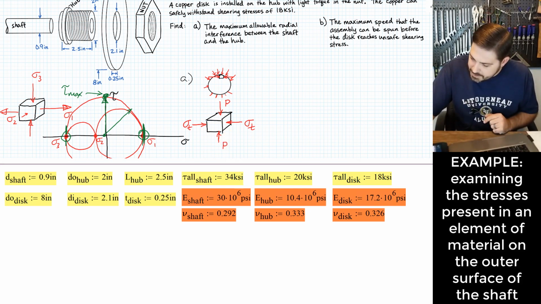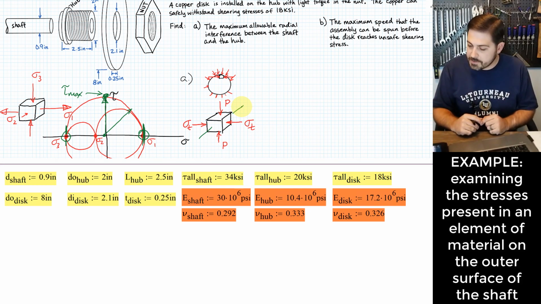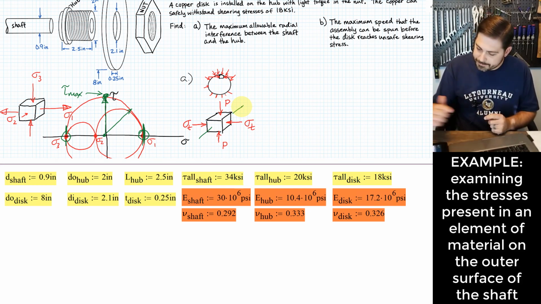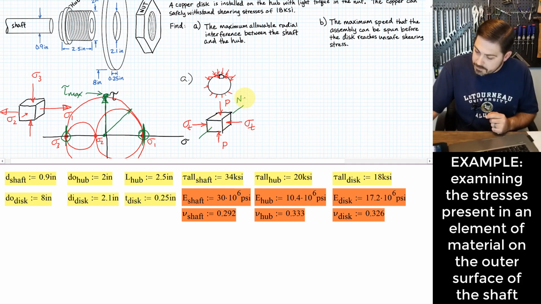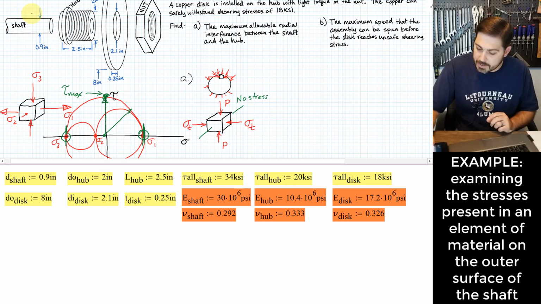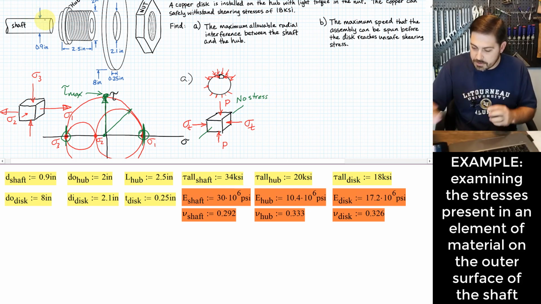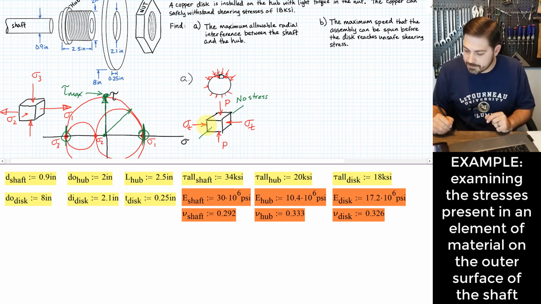It's kind of this direction that goes this way, right? And I'm showing it there because it's important to always think about all three dimensions that you have possible on one of these little elements of material. But I'm going to point out that there's no stress along that axis because there's nothing that's actually trying to push lengthwise along this shaft. There's nothing that's trying to deform a little element of material in the shaft along that direction.